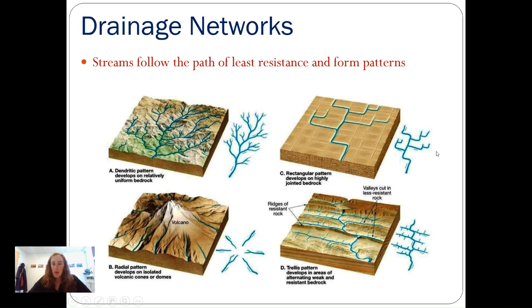A rectangular pattern is usually if you have bedrock like limestone that is kind of broken apart with cracks, and water will follow these preferential cracks that form in the limestone, and you'll get a rectangular pattern. And then lastly, you can get a trellis pattern, which looks like this one here on the bottom right. That's typically when you have different types of rocks in a small area. If you have a very strong rock and then a very weak rock right next to it, the weak rock erodes away more, and the strong rock stays behind. So then you kind of get this trellis pattern that will form.